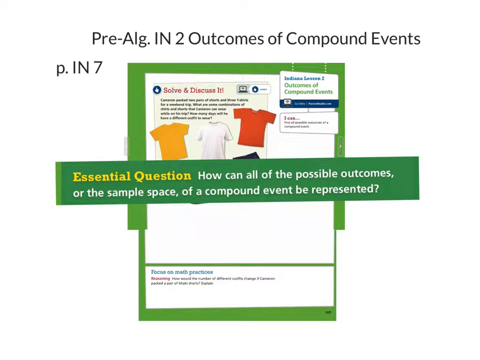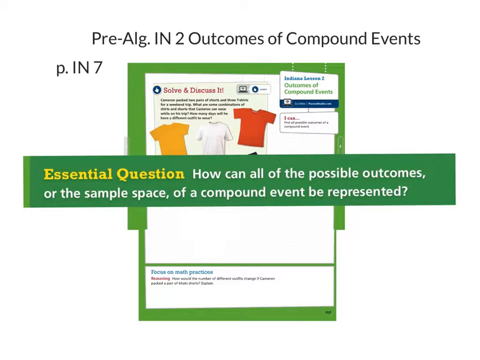We're going to look at finding the outcomes of compound events. So the essential question is, how can all of the possible outcomes, or the sample space, of a compound event be represented?